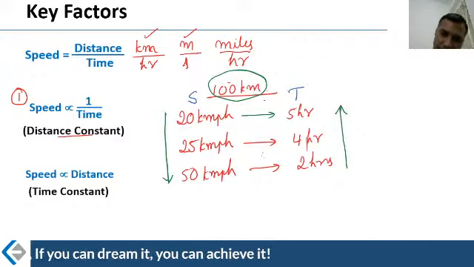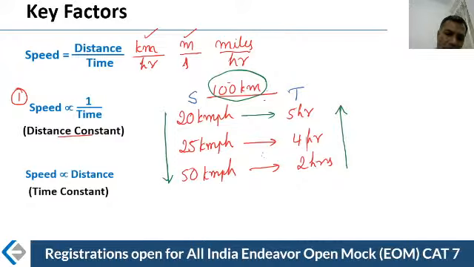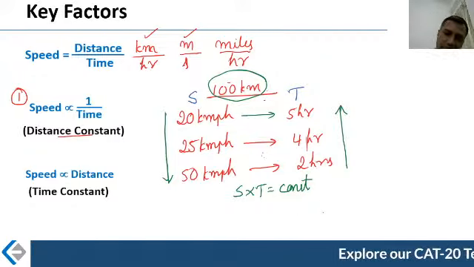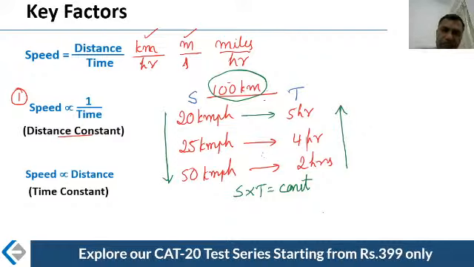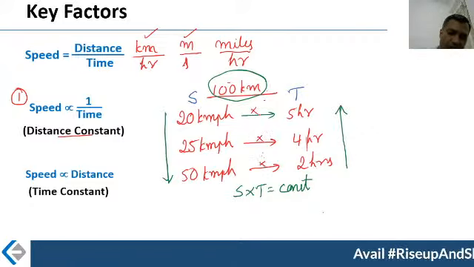So what do you mean by inversely proportional? I asked you to remember it. Inversely proportional means speed into time is constant. Whenever things are inversely proportional, the product is constant. Product is constant also means that they are inversely proportional. These are all different ways of understanding the same thing. Now take a look at this: 20 into 5, 25 into 4. That's what you wrote there.